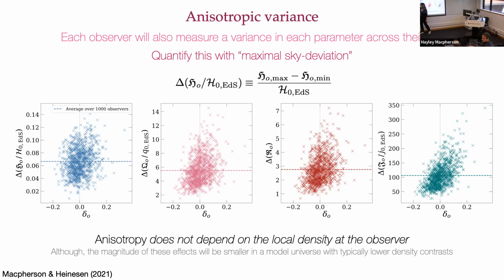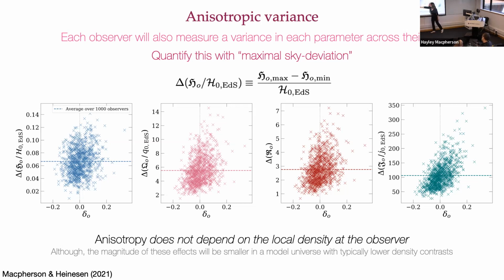And the point I wanted you to take away from this was that this line here, sorry, is the average over all observers. So what we can say is that typically our observers measure a 7% maximal variance in the Hubble parameter across their sky. So the value of the Hubble parameter is typically 7% different depending on which direction these observers look, but it can be as high as 10% or as low as 2%.